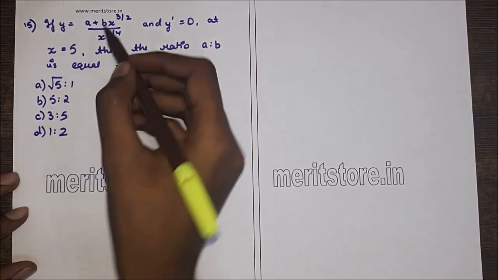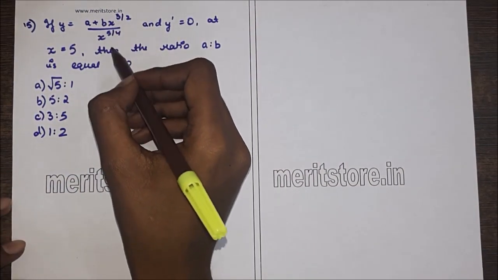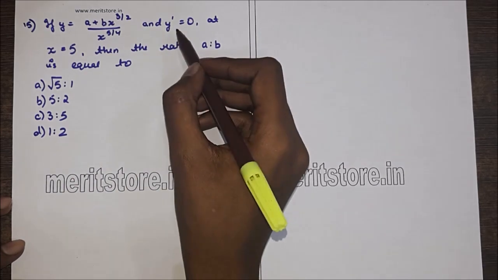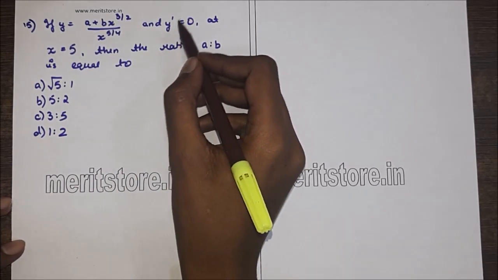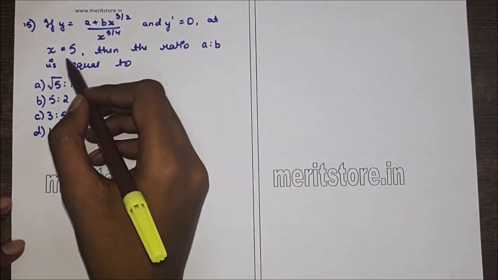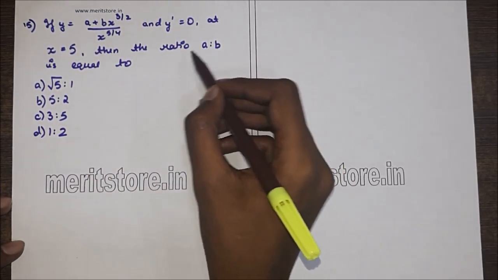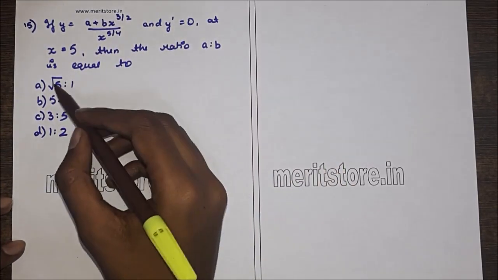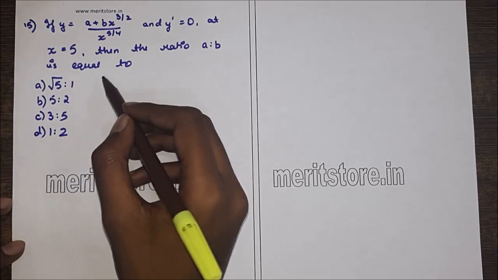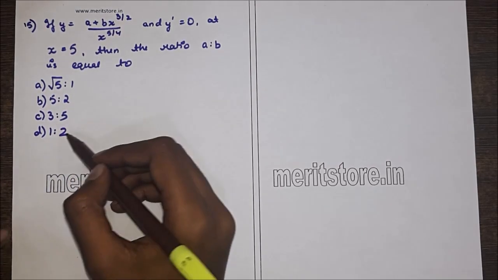y is equal to a plus b x raised to 3 by 2 by x raised to 5 by 4, and for y dash equals 0, x is 5. So the ratio of a is to b is equal to, the options are root 5 is to 1, 5 is to 2, 3 is to 5, and 1 is to 2.